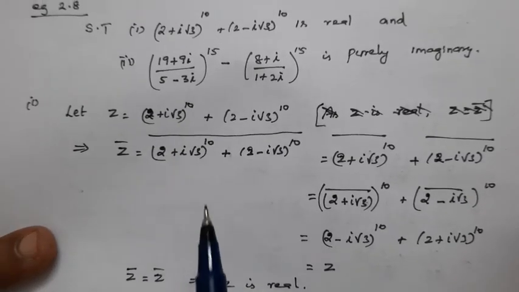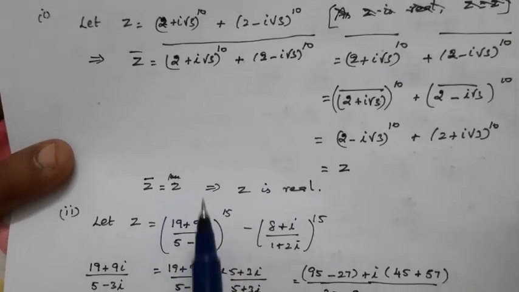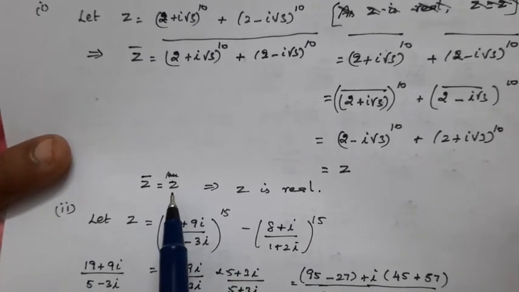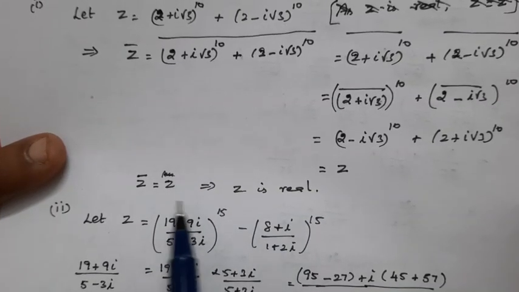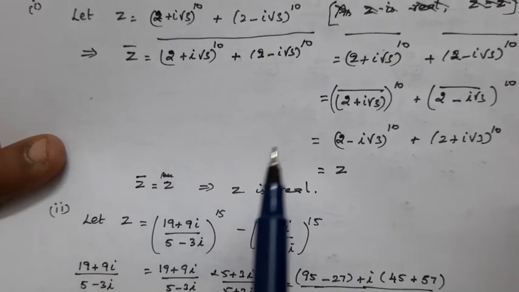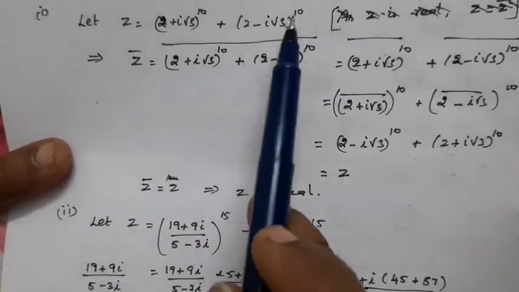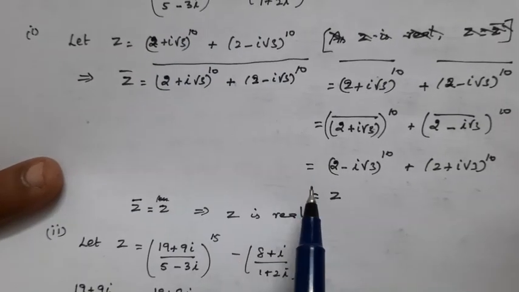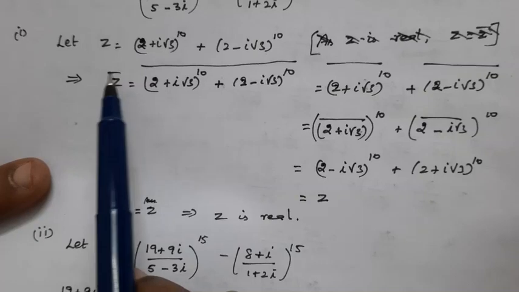Now you know one result: if z and z bar are equal, then z is real. You know this property of the conjugate. Now let us use this property here. Find z bar. If it is equal to z, then we can say that z is purely real. So instead of finding the actual values, you can show this result by using the properties. So let us find z bar.